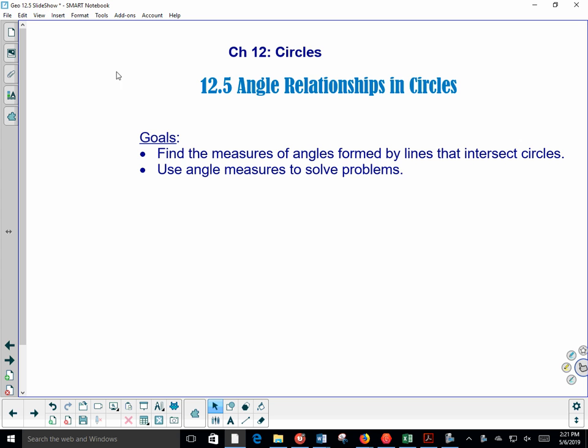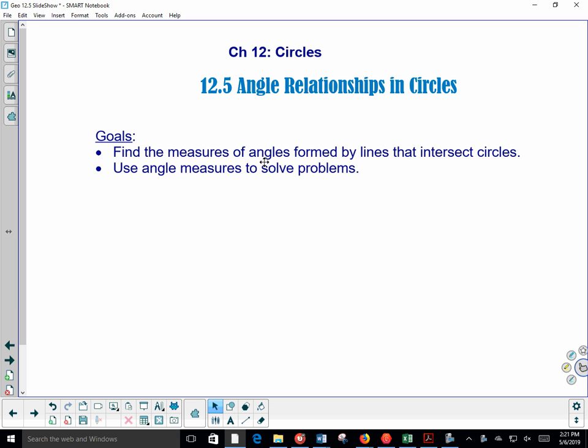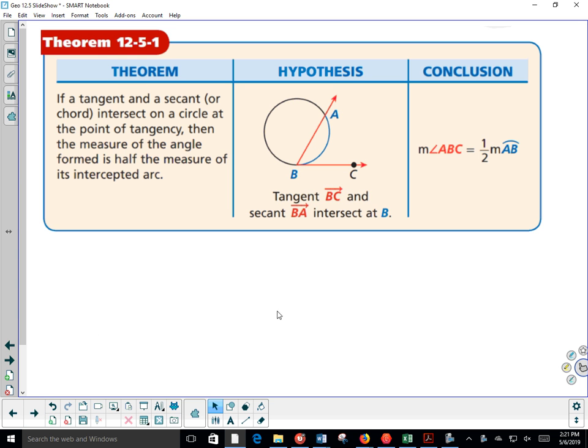All right. So 12.5 is angle relationships in circles. Your goals are to find the measures of angles formed by lines that intersect circles and use angle measures to solve problems. Here's your first theorem. If a tangent and a secant, or tangent and a chord, intersect on a circle at a point of tangency, then the measure of the angle formed is half the measure of its intercepted arc.